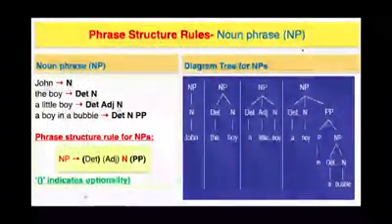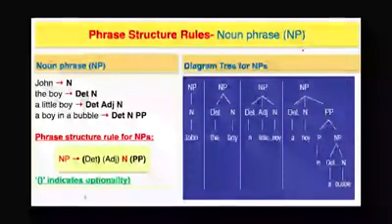Now let's move on to phrase structure rules, and specifically we are going to have a look at noun phrases. Look at the examples on the left screen. We have the first example, John. John is a noun, so we have one word. The second, the boy, two words which constitute a determiner and a noun, the boy.